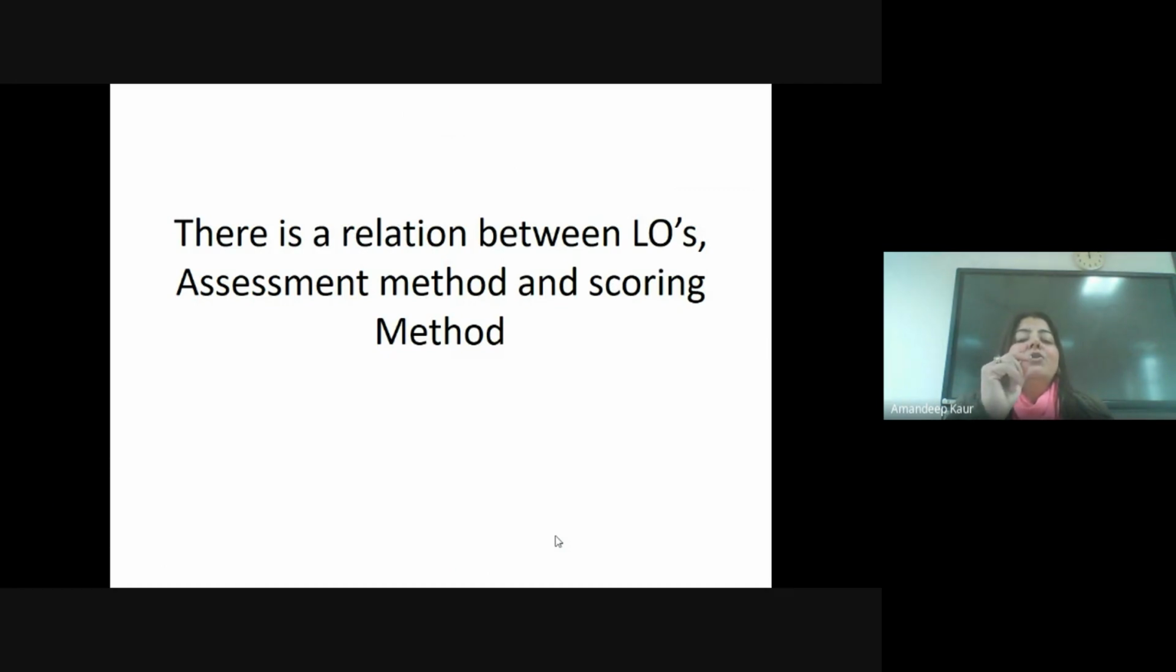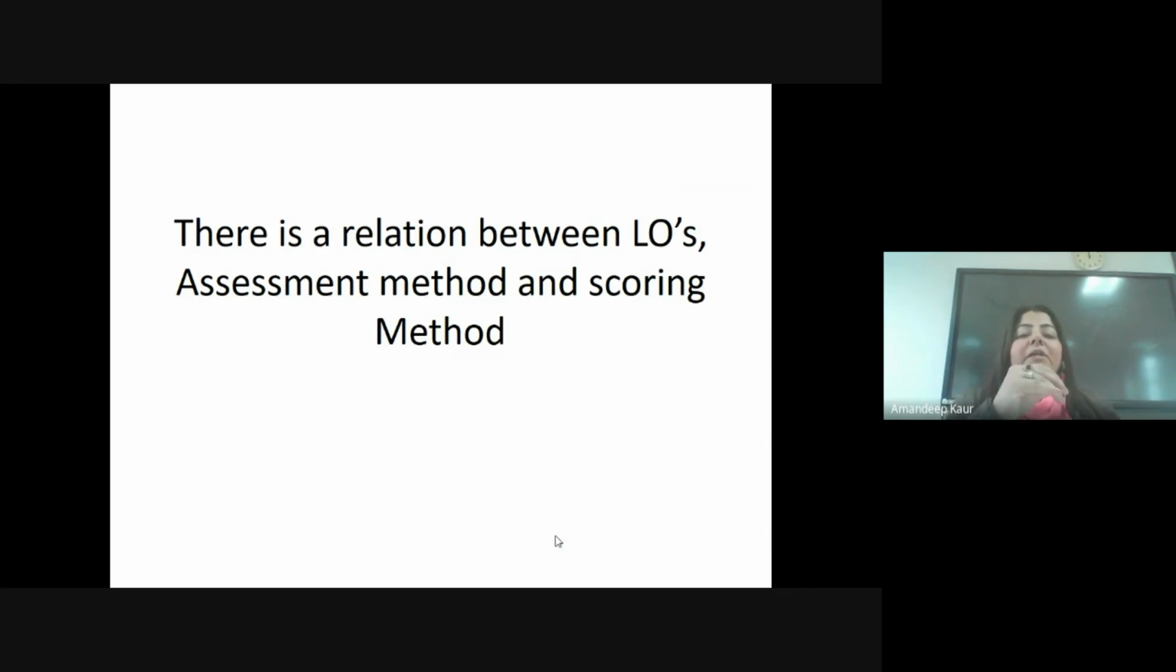In a classroom also, I find a strategy by which I can analyze whether my students are able to achieve that learning outcome or not, and that learning outcome directly becomes part of my internal test paper. So there is always a relationship between the learning outcome, assessment method, and scoring method.